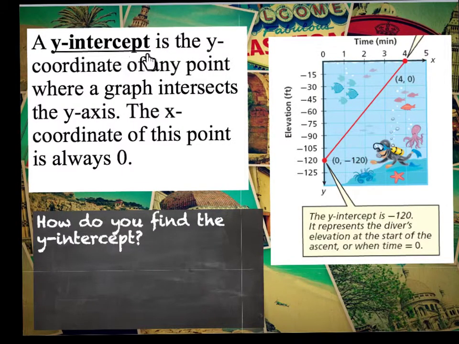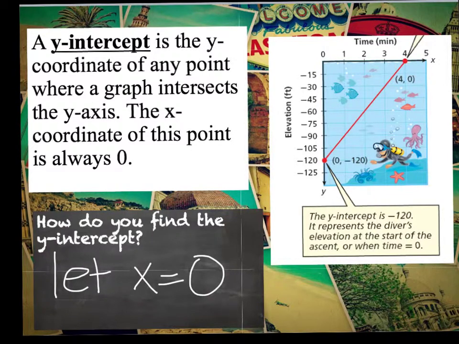A y-intercept is the y-coordinate of any point where a graph intersects the y-axis. The x-coordinate of this point is always 0. So how do you find the y-intercept? Well, if you let x equal 0 in an equation, then you can find a y-intercept.